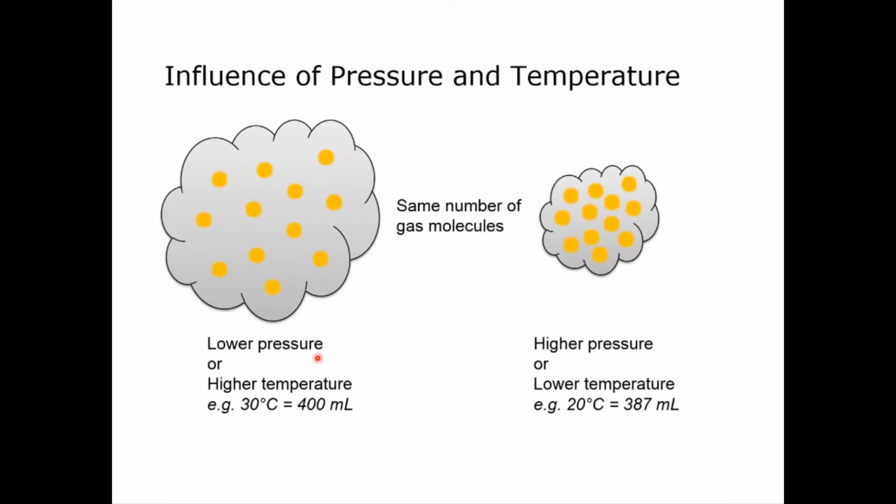Let me go into a little more detail here. That's the effect of pressure and temperature. A lower pressure or a higher temperature makes a volume bigger. So the same amount of molecules will take a higher volume. For instance, 400 milliliters at 30 degrees Celsius will be only 387 milliliters at 20 degrees Celsius. And the same goes with pressure. At a lower pressure, the gas has a higher volume than at the higher pressure. We compress the gas. And that all has to be known.